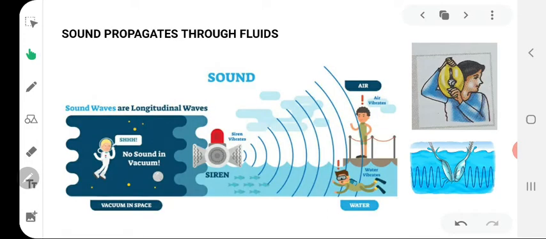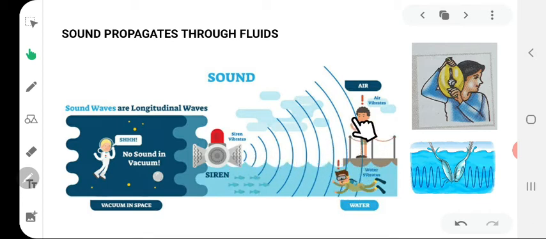Sound can also travel through fluids, be it air or water. Like in this experiment, you can see that a watch has been placed inside this balloon filled with water, and the boy has pressed his ear against the surface of this balloon. So the ticking sound of the watch can be easily heard by the boy. Or if you just put some steel spoons inside the water and hit them together, you will be able to listen to the sound. See, in this picture there is a siren, and the sound of the siren is heard equally by both the observers.